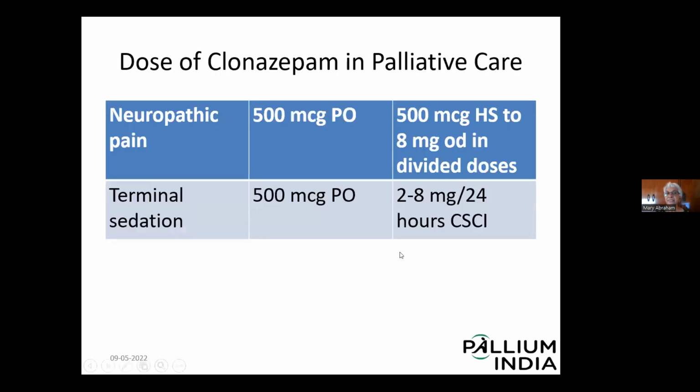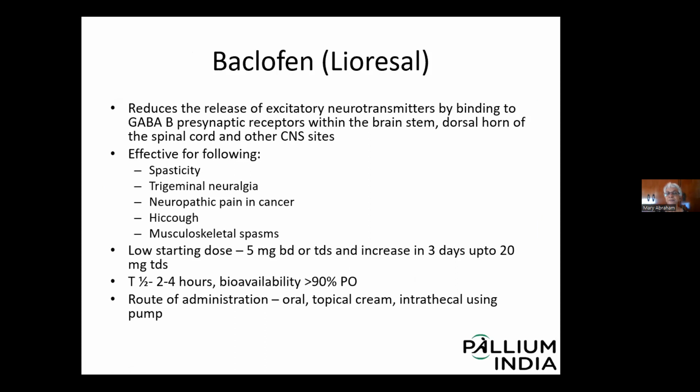The dose of clonazepam, you can start with 0.5 mg per orally. You can go up to 8 mg. And for terminal sedation also, it can be used in a dose of 5 mg. We can go up to 2 to 8 mg over 24 hours as a continuous subcutaneous infusion. So clonazepam has got usefulness in palliative care to treat neuropathic pain as well as for terminal sedation.